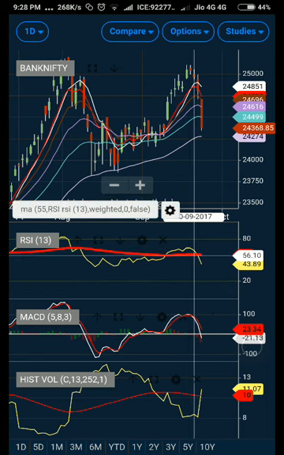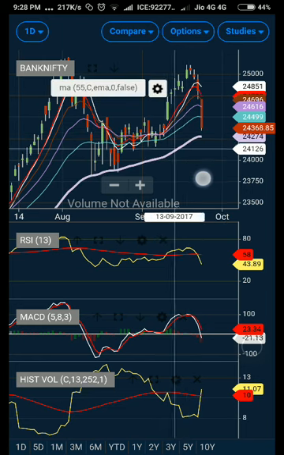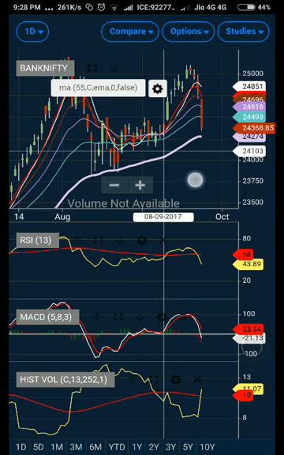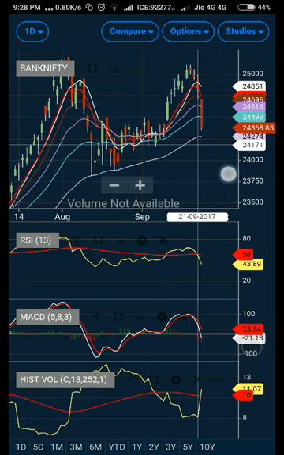We are definitely going to see the break of this 55 days exponential moving average, and the level that we are going to see if that break happens, I already suggested you in my previous video. For those who have not watched my video, it is 24,000 kind of level we can expect if the break happens.